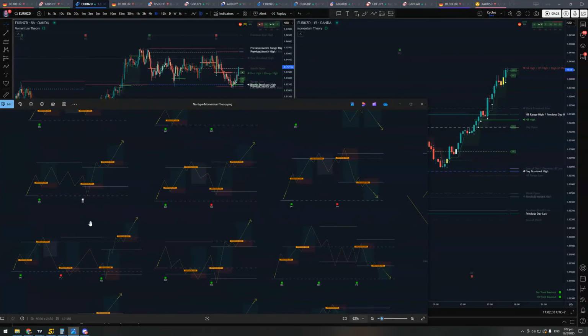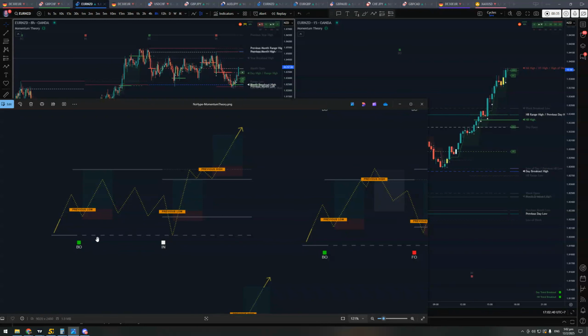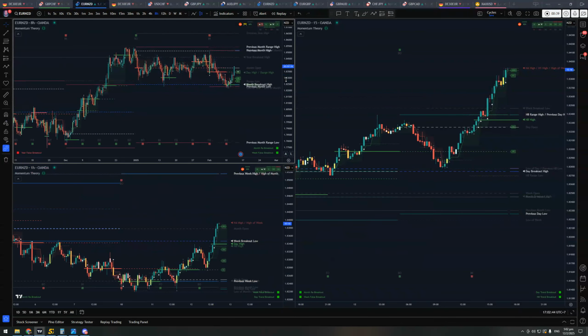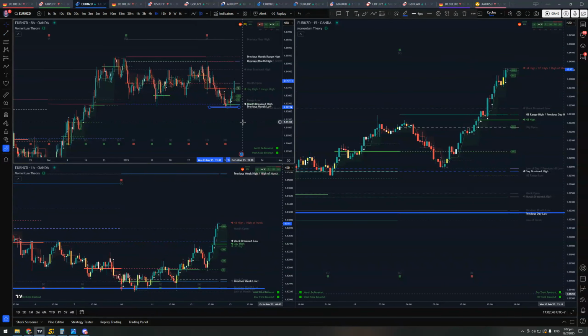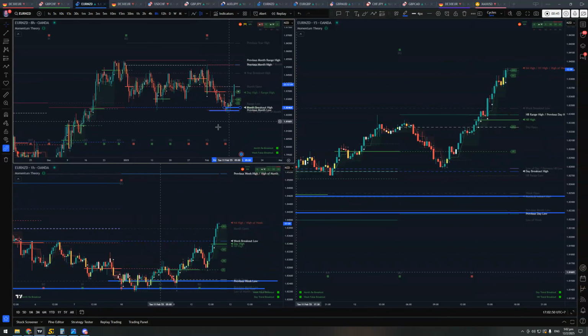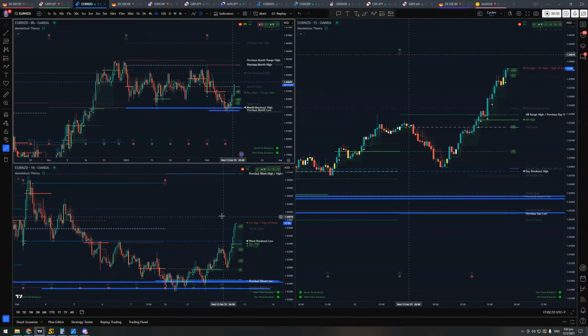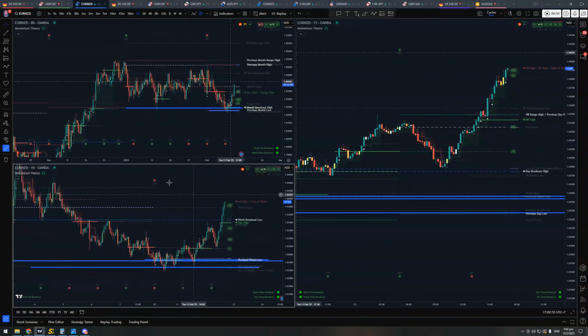I want to see a previous month low and a previous week low fake out above the breakout level, and I'll take it up to that previous month high. So right now, that's exactly what's happening. Price came down, faked out the previous month low, faked out the previous week low, and then we're above the monthly breakout level. So I saw that trade, and I took this in Asia session.